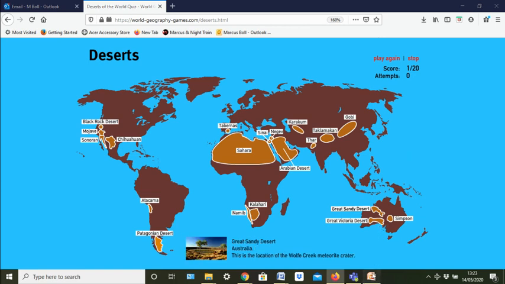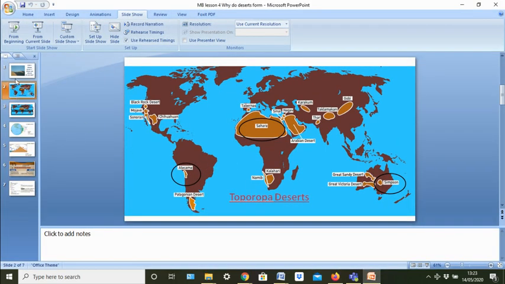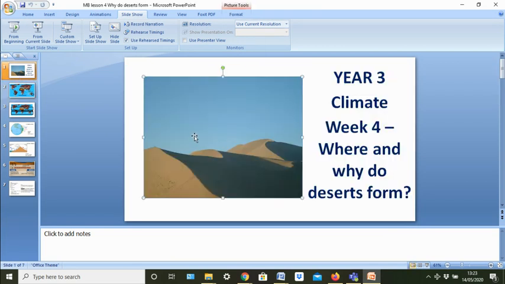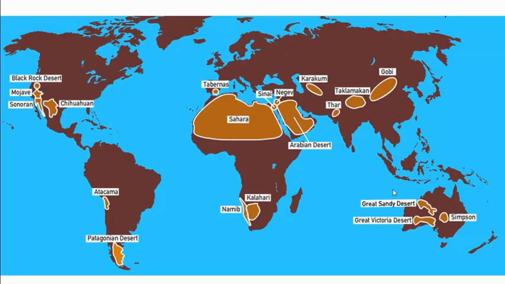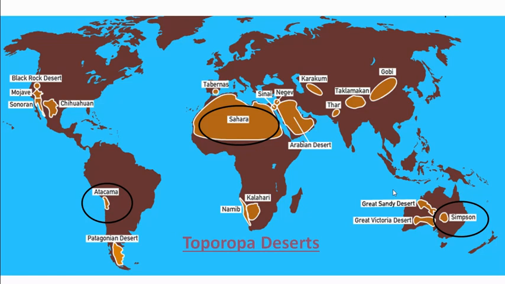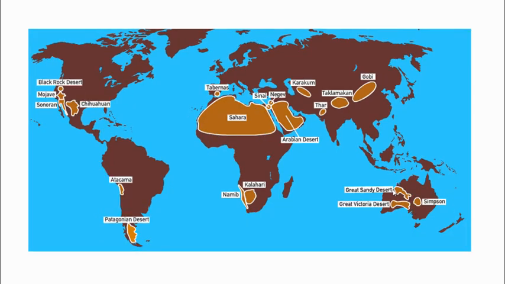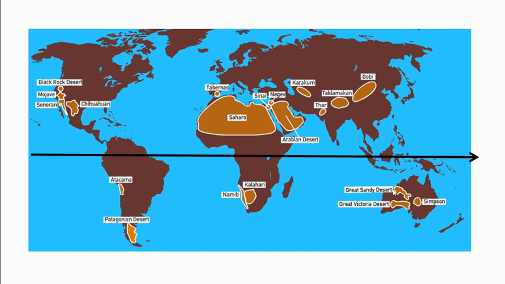Right, let's get back to our slides. So here we are. You'll see in this Toporopa game that some of the deserts are deserts that we saw last week. Here are some we saw last week, but there are others that we didn't see last week. You're going to look at Toporopa to see if you can do that challenge. Now, the next question we're going to ask ourselves is why? Why do we have deserts where they are?